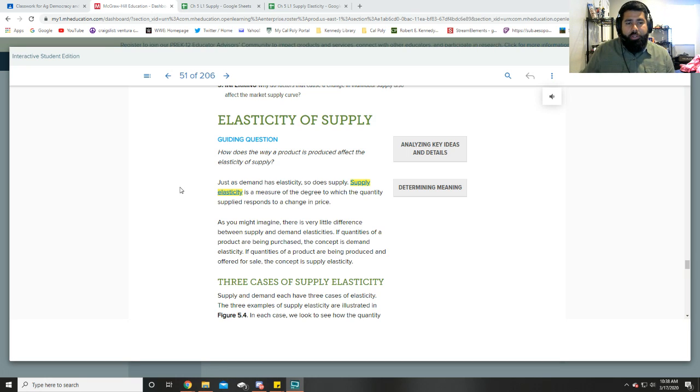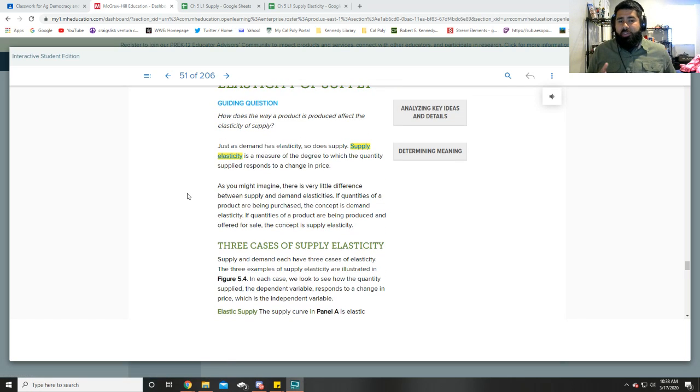Okay, so just like the elasticity of demand, elasticity of supply is exactly the same stuff. It is a measure of the degree to which the quantity supplied responds to the change in price. So instead of the consumer reacting to a change in price, this time it is the supplier reacting to a change in price.